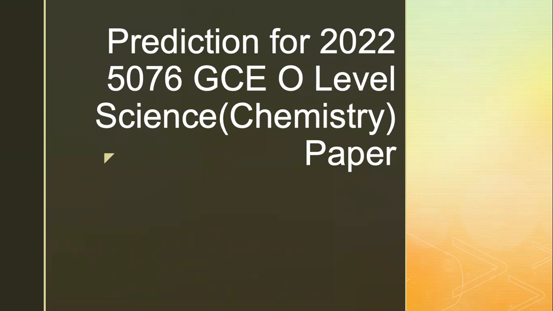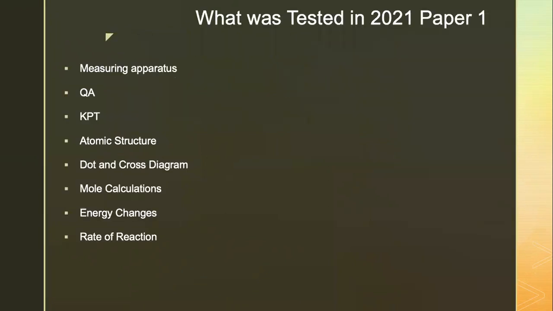Here I am to do a prediction for the 2022 5076 GCE level science paper. I will start with chemistry. I will do another video on physics later on. Now, before I look at the predictions for 2022, I would like to look at what was tested last year. Let's look at what was tested in paper 1 and then paper 2.